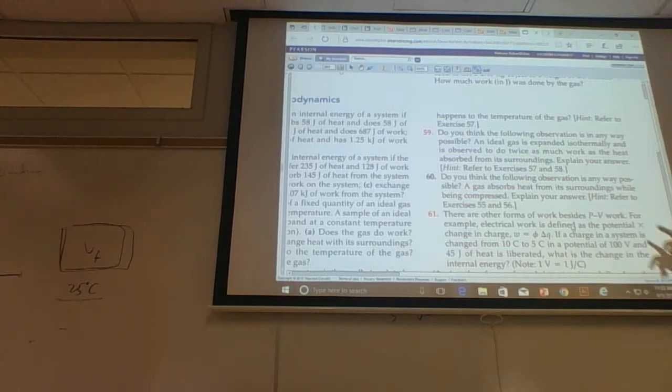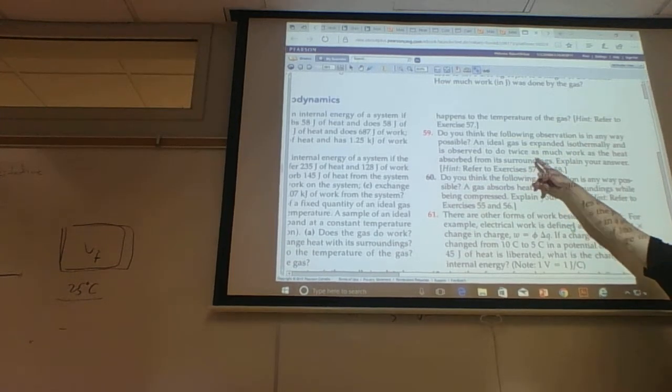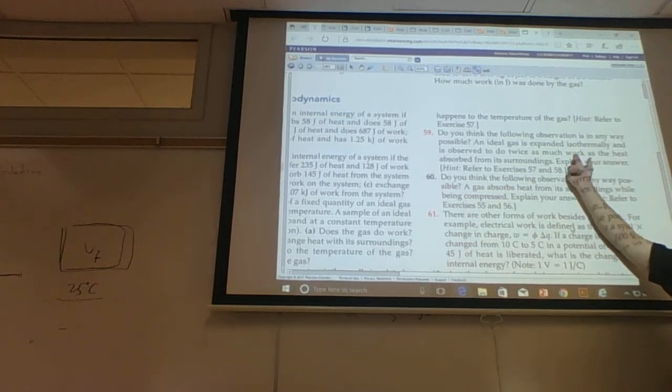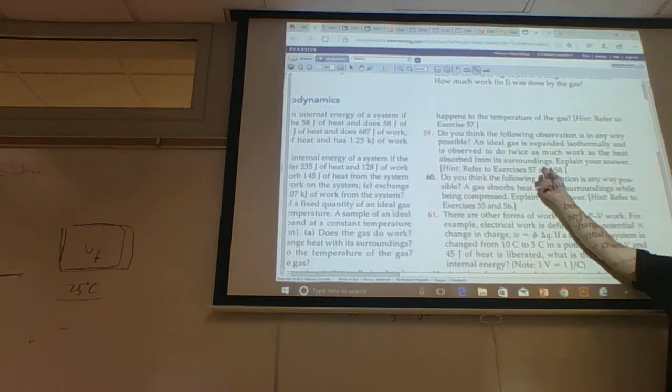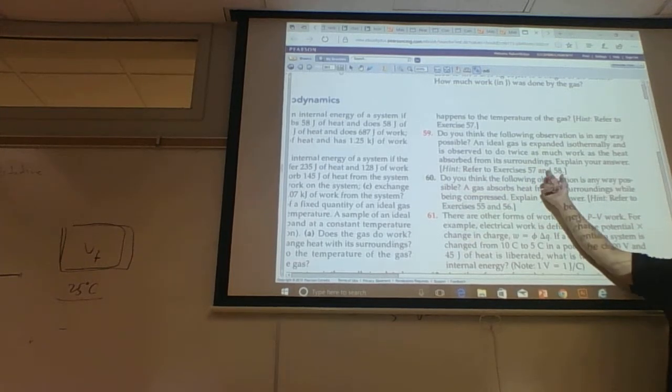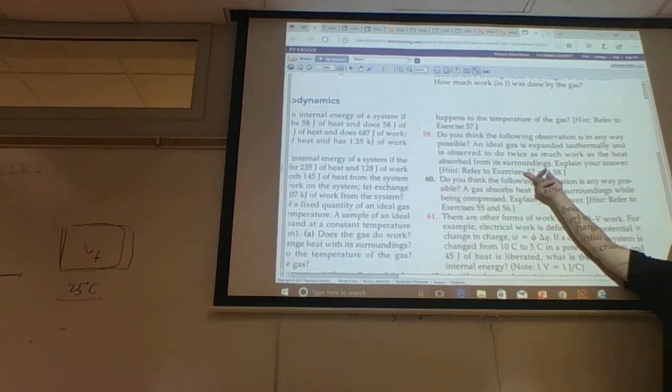For example, here, 59. Do you think the following observation is in any way possible? An ideal gas is expanded isothermally and is observed to do twice as much work as the heat absorbed from its surroundings. Explain your answer. Is that possible? Number 59.